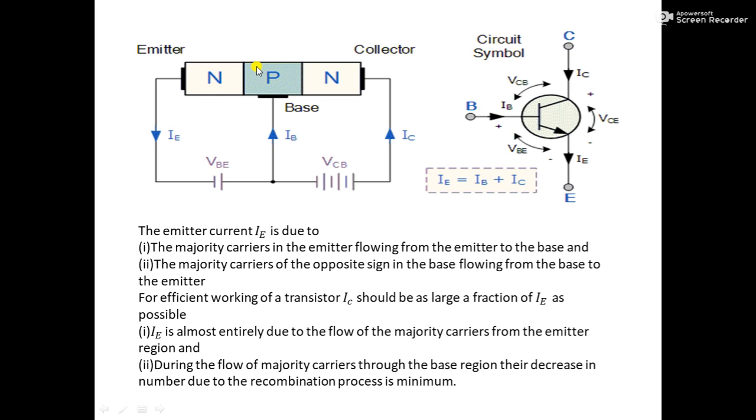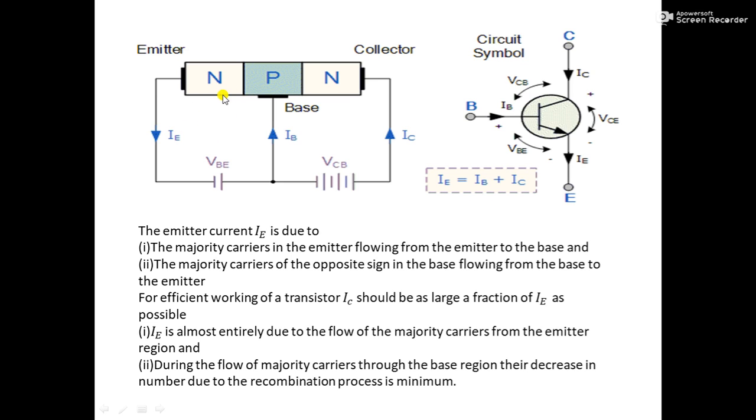So, IE must be the total of these two currents. But as the base region is very lightly doped, the number of holes coming from the base region to the emitter region, or P region to N region, is very low in comparison to the majority carriers in the emitter region, as it is very highly doped. So, in the external circuit, we can say that IE is entirely dependent on the majority carriers, that is electrons in the emitter region in case of an NPN transistor.